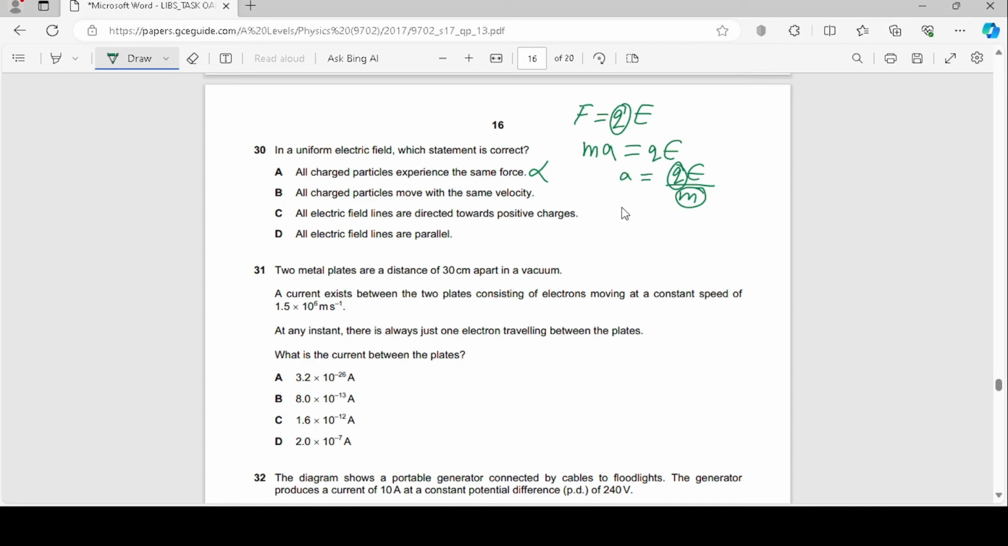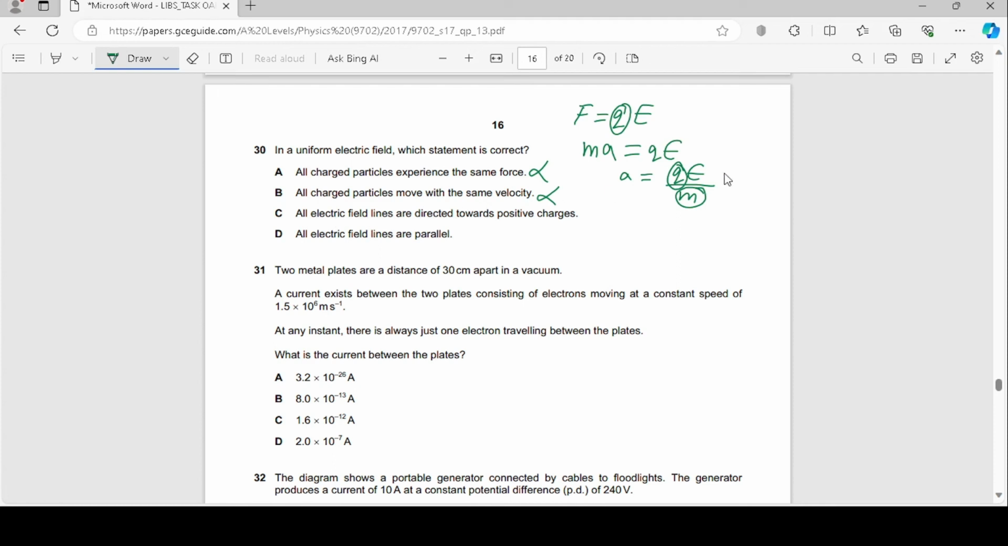But then that's the problem. That means not all the charged particles will have the same acceleration. And we know that acceleration affects the velocity. So if they do not have the same acceleration, how can they have the same velocity necessarily, you know? So we can also cancel out B.